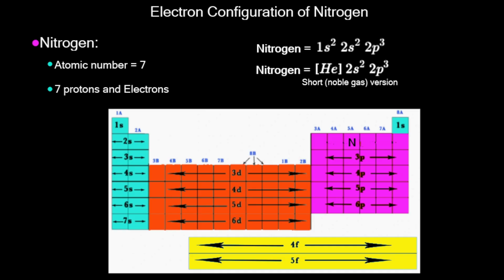Putting everything together, the full or the long electron configuration for nitrogen is 1s2, 2s2, 2p3. Now let's write the shorthand or the noble gas configuration. The noble gas that comes before nitrogen is helium, which has the configuration of 1s2. We replace that portion with the noble gas symbol, brackets He, that leaves us with the remaining electrons in the second energy level, giving the shorthand configuration [He] 2s2, 2p3.